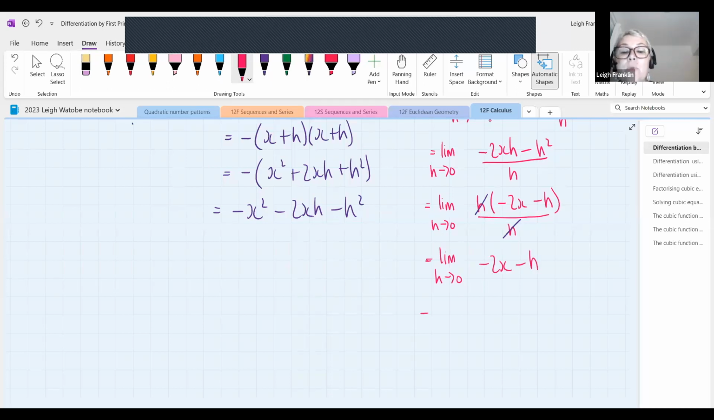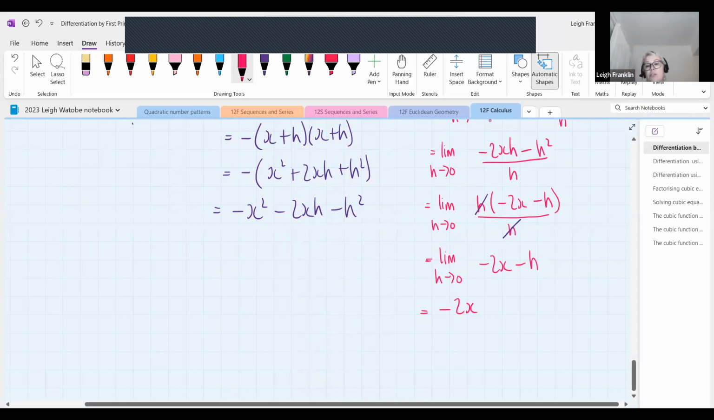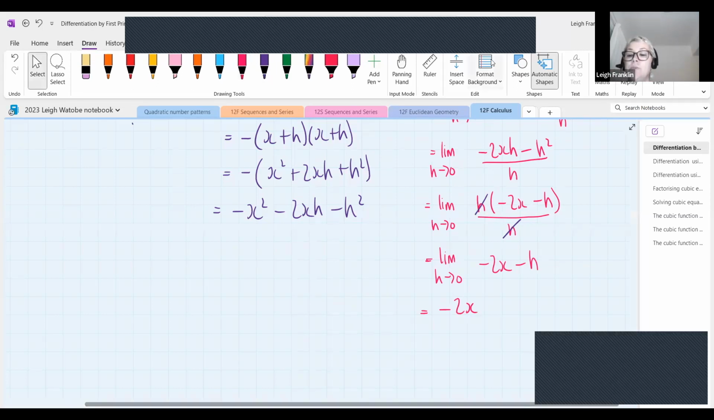Lovely. And then you had? My final answer is negative 2x. Beautiful. Okay, and you would have dropped your limit notation and you didn't show that h was equal to 0. Good job. Well done. That's excellent.